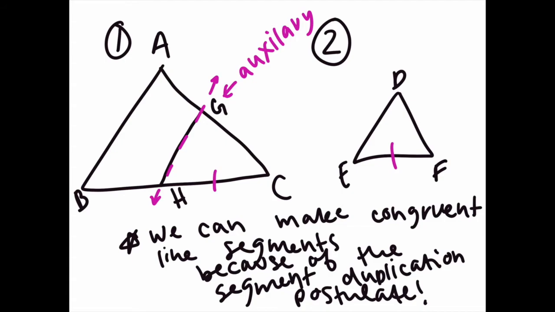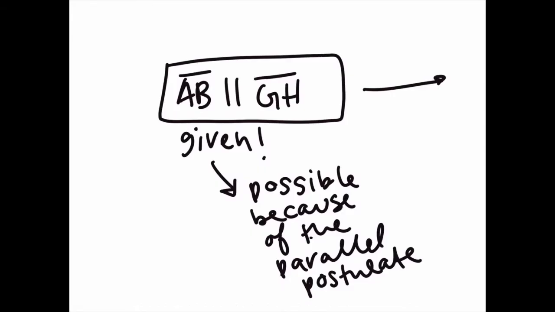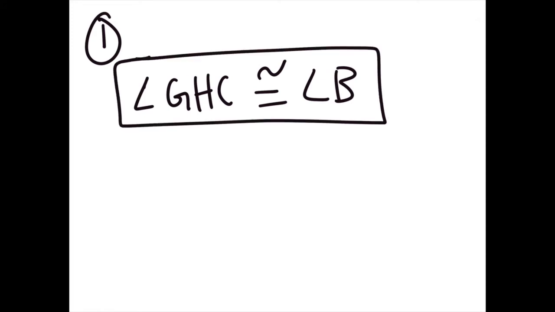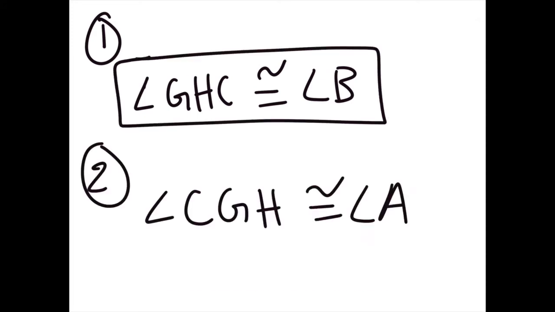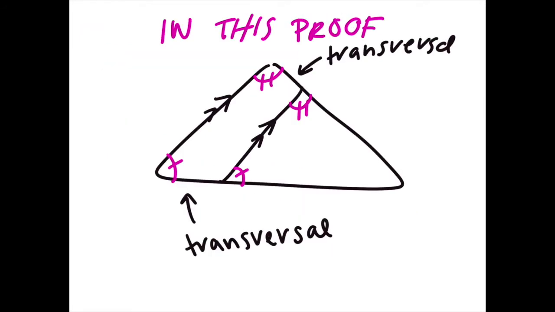and we're going to get into that as we go on with this proof. So to start, we need to say that AB is parallel to GH, which is, one, a given, but also is from the parallel postulate. This then shows that angle GHC is congruent to angle B, and angle GCH is congruent to angle A. Both of these are due to the corresponding angles postulate.